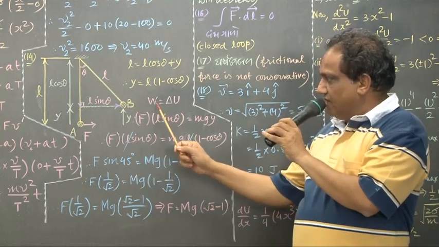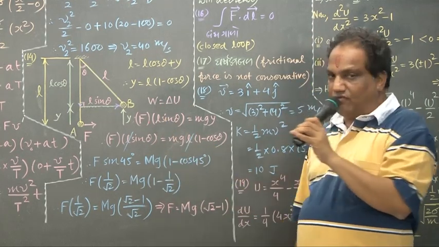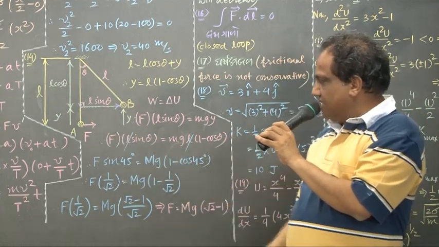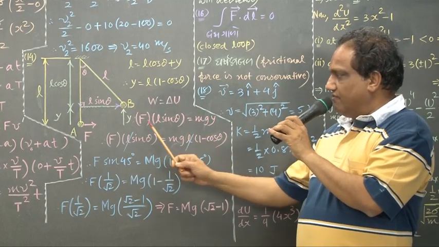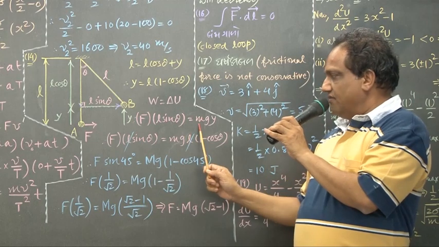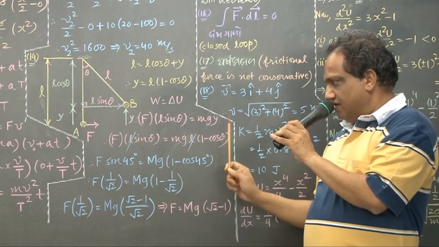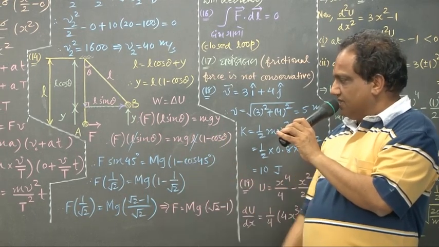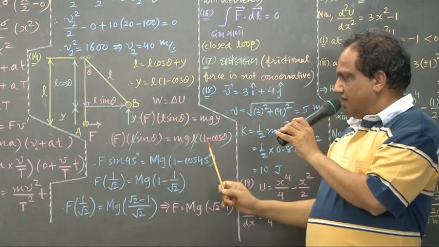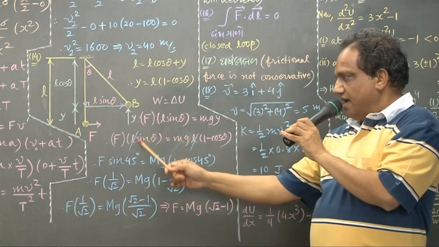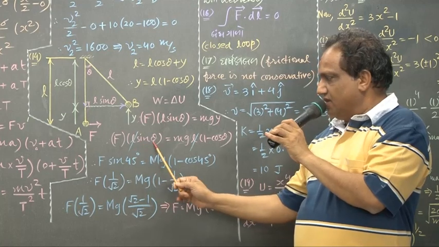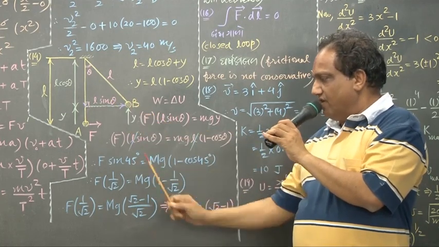And now tell me, work done is force into displacement. Force is F, displacement in the direction of force is L sin theta. The increase in gravitational potential when the body is raised by height y is mgy. So F into L sin theta as it is, mg as it is, and y is L into 1 minus cos theta. The L's get cancelled. F as it is, sine as it is, and this angle theta you are given as 45 degrees.